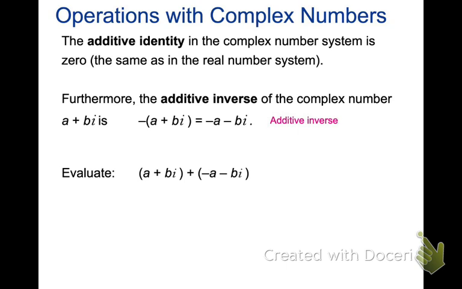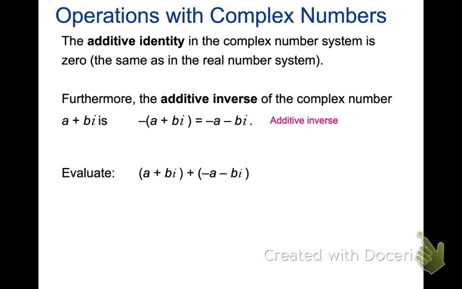Additive identity. What is the only number you can add or subtract to anything and not make a difference? 0. So what's the multiplicative identity? 1. Those are the only numbers. So we have those. The additive inverse says, if I have a negative, I would distribute the negative. Correct.